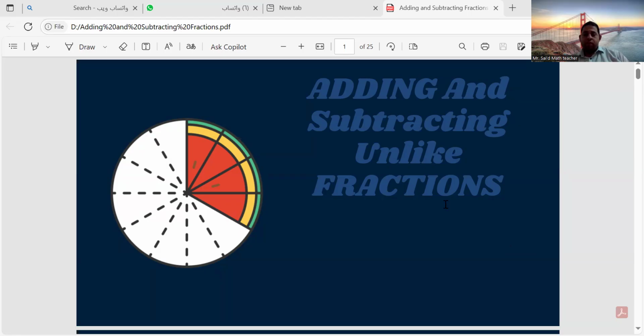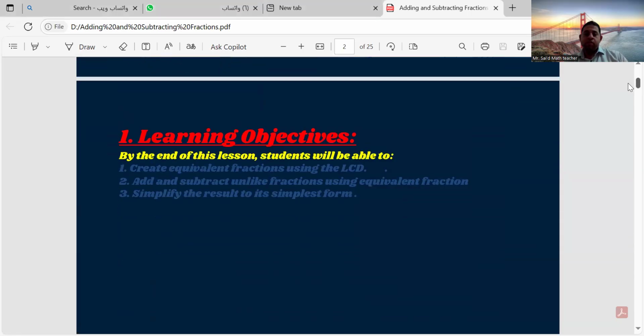Our lesson today is about adding and subtracting unlike fractions. Okay, let's start with the learning objectives of the lesson. Today we will learn first, to create equivalent fractions using the LCD. Second, we will learn how to add and subtract unlike fractions using equivalent fractions. Third, we will learn how to simplify the result to its simplest form.